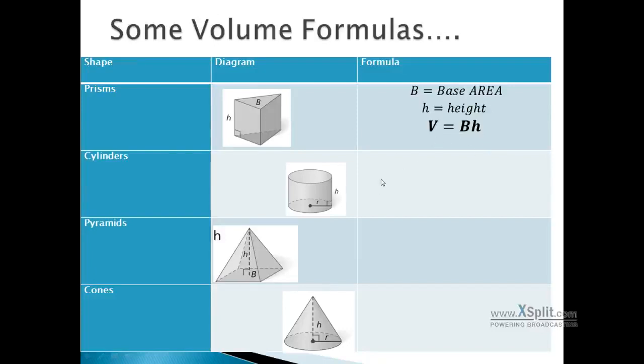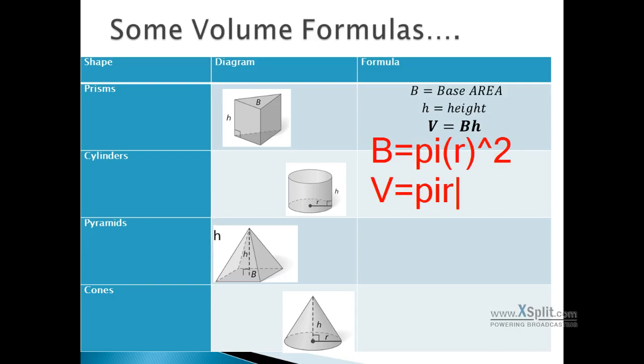A cylinder is going to have the exact same equation. Only difference, base area for a cylinder is just pi times r squared, right? Pi times r squared. So our volume would just be pi r squared, multiply that by height.